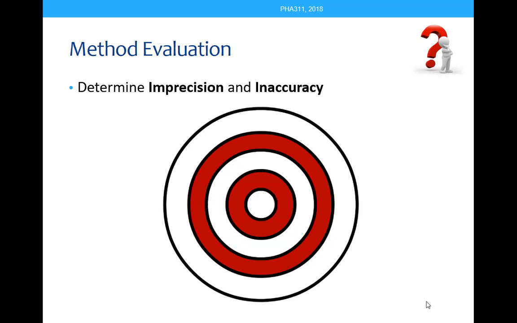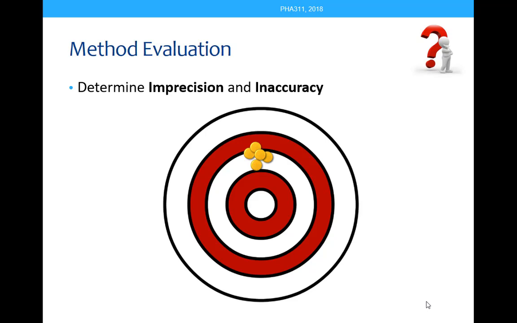Now, if again I try to hit the center, I'm hitting very close to each hit that I'm making, but I'm not near the center. I'm away from the actual target. This is inaccuracy. So for any biochemical test, it could be imprecise or it could be inaccurate.